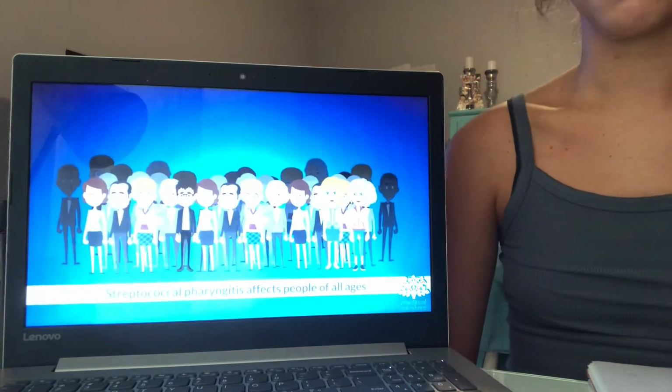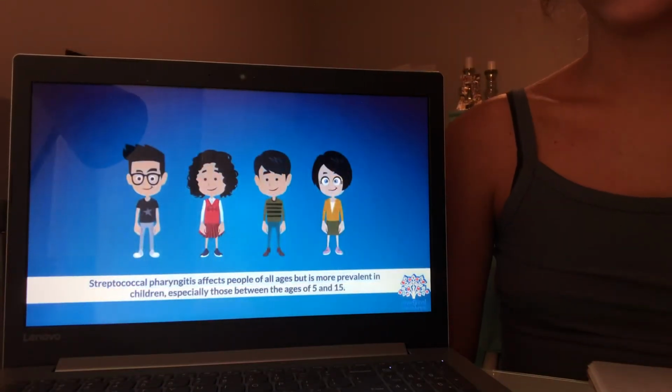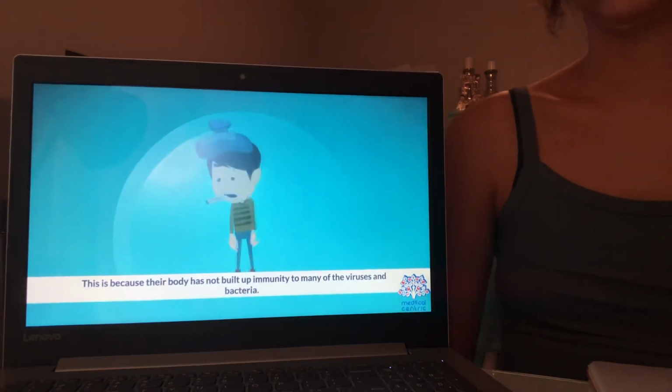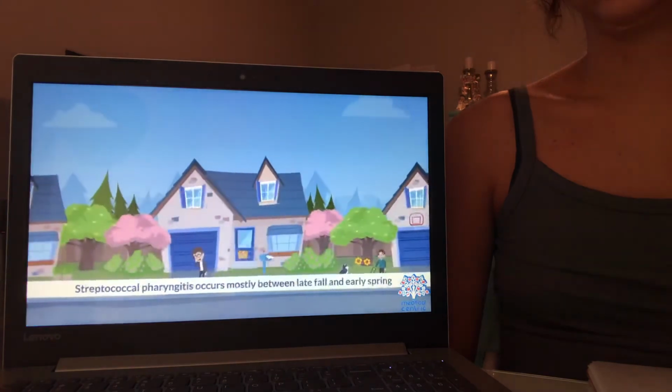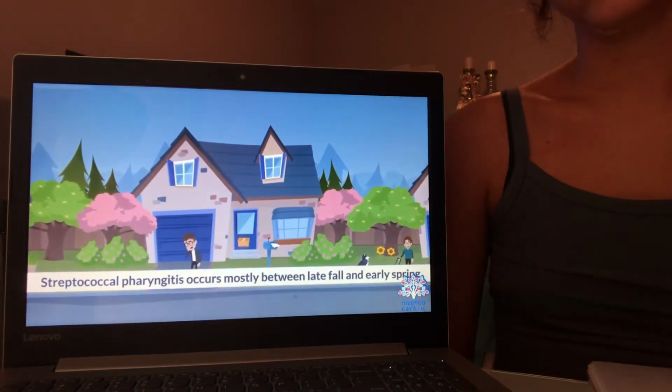Streptococcal pharyngitis affects people of all ages, but is more prevalent in children, especially those between the ages of 5 and 15. This is because their body has not built up immunity to many of the viruses and bacteria. Streptococcal pharyngitis occurs mostly between late fall and early spring.